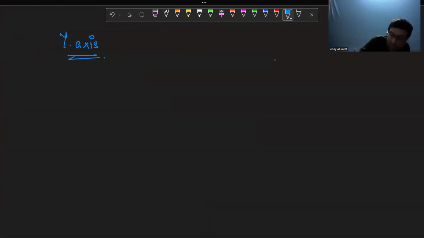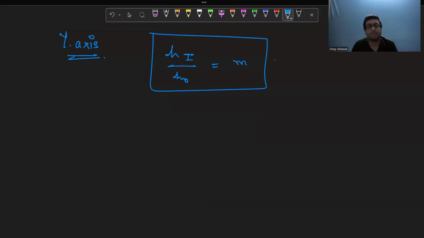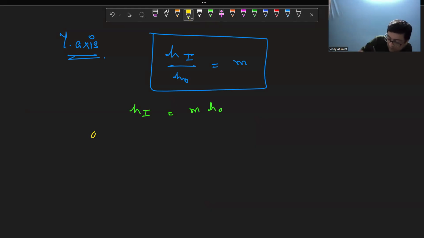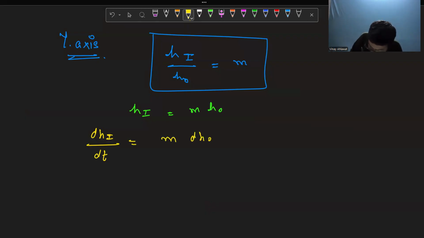Standard operating procedure. You write height of image upon height of object as magnification. Is that fine? Height of image upon height of object is magnification. So I can say hi is m ho. You differentiate this thing with respect to time. So you have dhi by dt. Dhi by dt is m dho by dt, and you need to apply product rule, plus ho dm by dt.